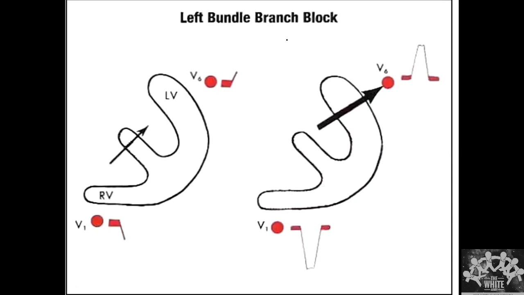So I hope right bundle branch block is clear. Incomplete and complete is clear. You don't have to see anything in AVL. And they're saying the Q waves will be preserved in the lateral leads. Normally the Q wave will be present in the lateral leads. That's all.